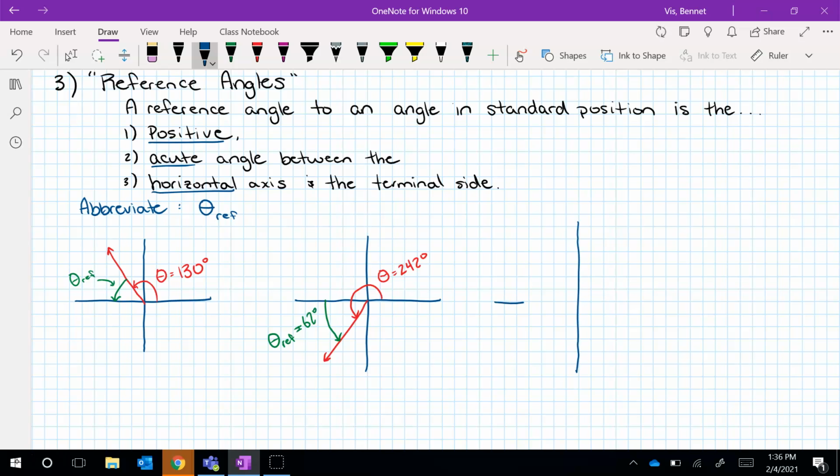We'll do one last example, an example in quadrant 4. We'll do out here, say we have a 312 degree angle. So this would be my angle of rotation. My theta is 312 degrees. The reference angle is between the terminal side and the horizontal axis. So it's going to go this way this time. It's not going to the negative. It's this one because that's my acute angle.